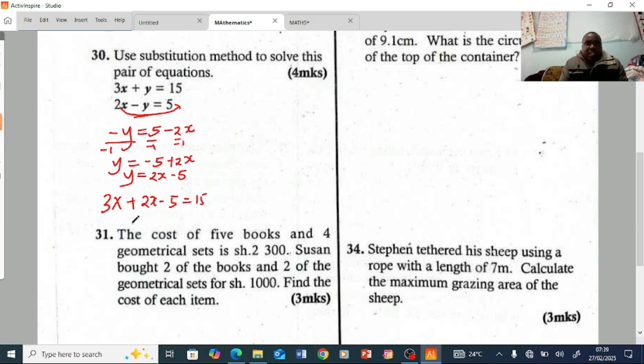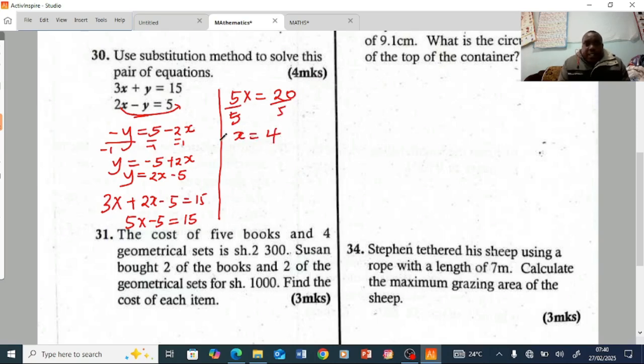Now I will solve this. 3x plus 2x will be 5x minus 5 is equal to 15. Now like terms together, bring this to this side, it will be positive. 5x is equal to 20. When this 5 crosses the equal sign, we will add the 5, and that is 20 plus 5, 25. 5, and the x is equal to 4.